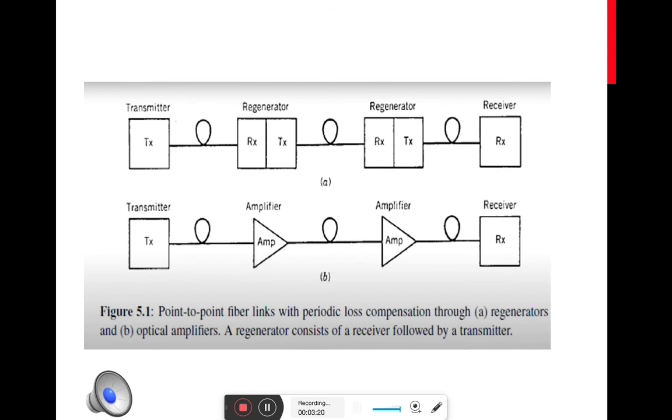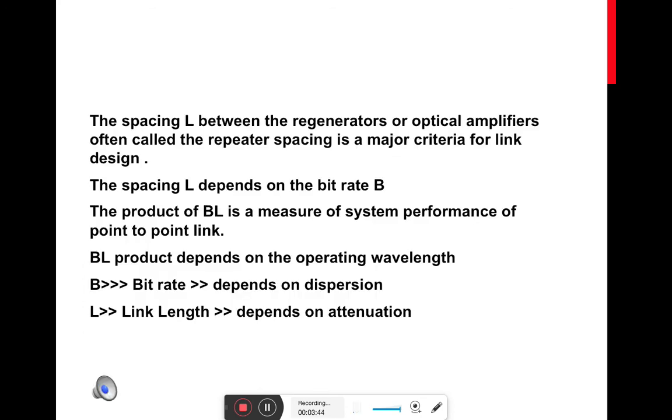Next one is optical amplifier. The optical amplifier doesn't require any domain conversion, that is converting the optical signal to electrical signal like in the regenerator. It doesn't require any domain conversion. It can directly amplify the optical signal that is being fed into the optical amplifier. So through these two techniques we can compensate for the losses that takes place in a point-to-point link. So the spacing between these regenerators or optical amplifier is called repeater spacing, and it is denoted by the letter L. And this repeater spacing L depends upon the bit rate.